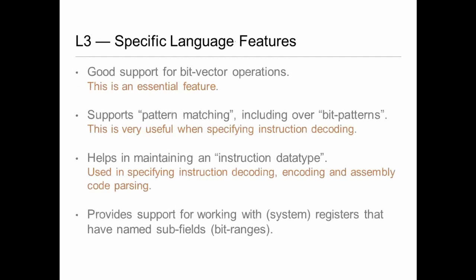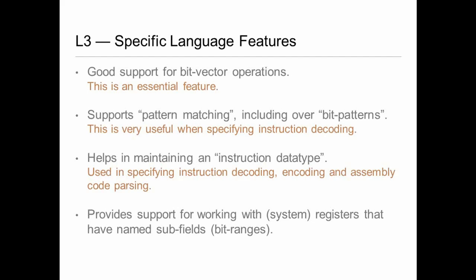Some of the features of this language: obviously an important thing is good support for bit vectors and bit vector operations. Another feature is that it supports pattern matching, in particular pattern matching over bit patterns. So you can specify a pattern of bits with variables in various locations, and then match a value against that. This is particularly useful when you're specifying what a decoder does. The decoder is going to take some sort of machine code value and give you some sort of instruction out of it.